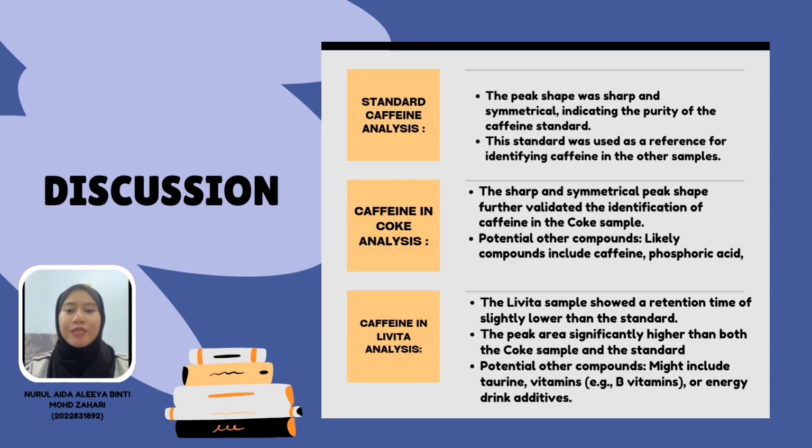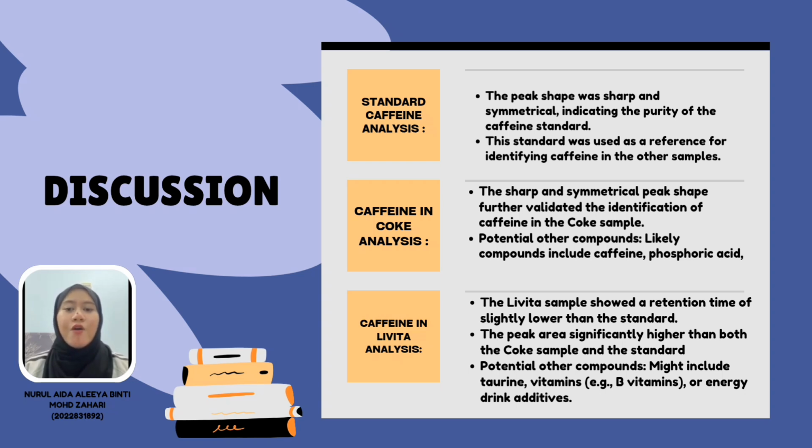Next, HPLC is highly sensitive and can separate multiple compounds in a mixture. In both chromatograms, several peaks with distinct retention times indicate the presence of multiple components, not just caffeine. Peaks at 3.601 minutes and 4.206 minutes are too far apart from caffeine's typical retention time and likely correspond to other compounds such as phosphoric acid or sugar.